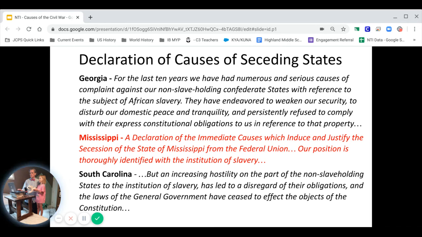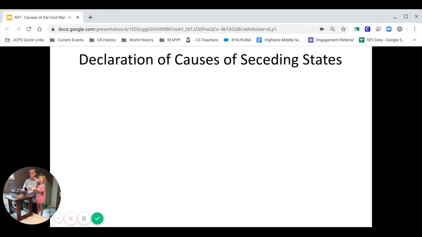And South Carolina, who was the first to secede, has written in their declaration, but an increasing hostility on the part of the non-slaveholding states to the institution of slavery has led to a disregard of their obligations, and the laws of the general government have ceased to affect the objects of the Constitution. So they're also mentioning that the institution of slavery and its perpetuation is their main goal and their purpose, and they feel as if it's being challenged, so they are leaving the Union. And just a couple more.